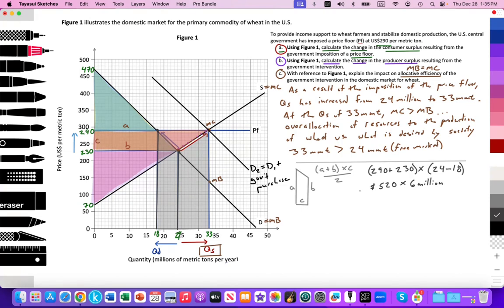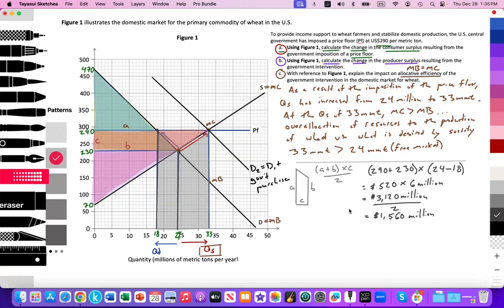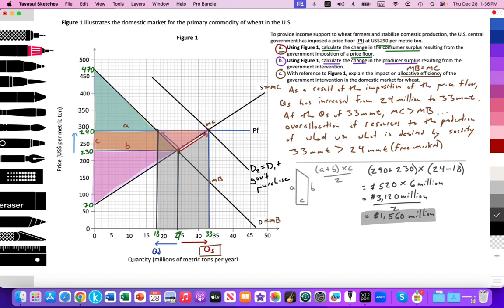Okay, and that's going to work out to 3,120 million. And then I want to divide that by 2. So I'm going to get a final answer of 1,560 million. So that's the surface area of that shape. So great. I'm going to highlight that because I need that. So I have that shape, 1,560 million.